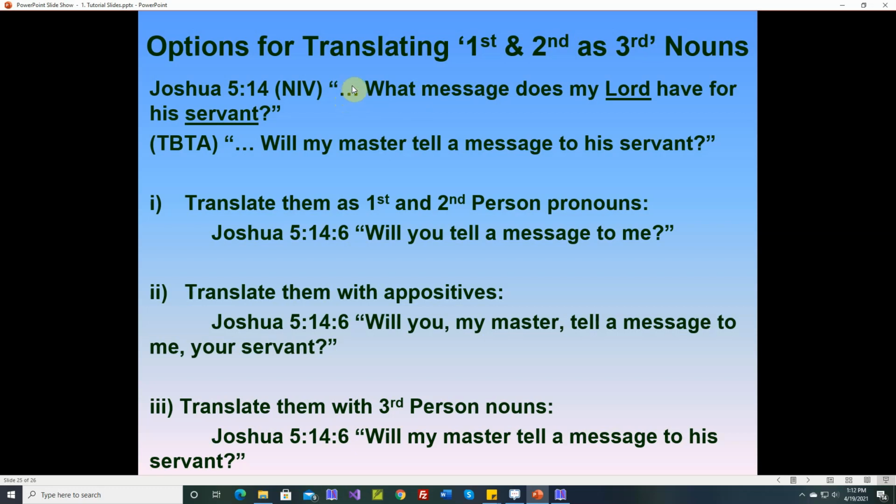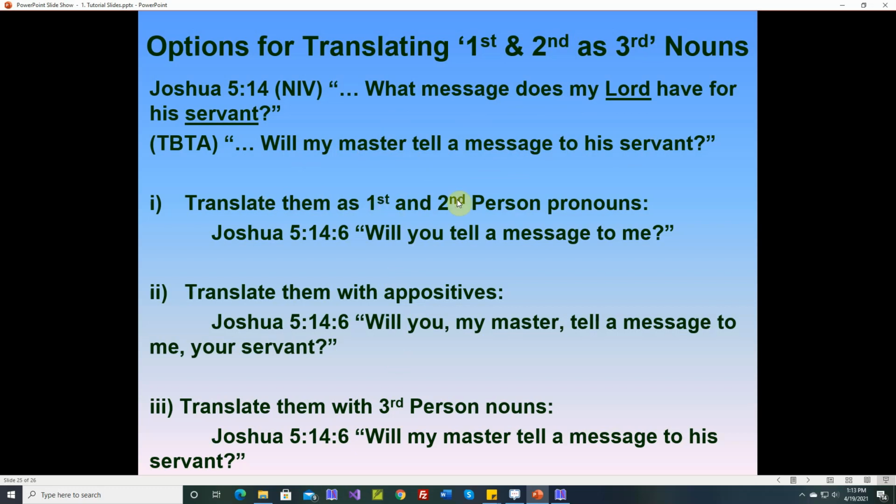But Joshua says to this commander of the Lord's army, "What message does my Lord have for his servant?" So Joshua is being very respectful here. Normally we would say, "What message do you have for me?" Okay? In our analysis of this particular sentence, we don't talk about having a message for someone. Instead we say, "Will my master tell a message to his servant?" So this is how we've analyzed it, but then we've tagged master as second person as third, and then servant is tagged as first person as third.